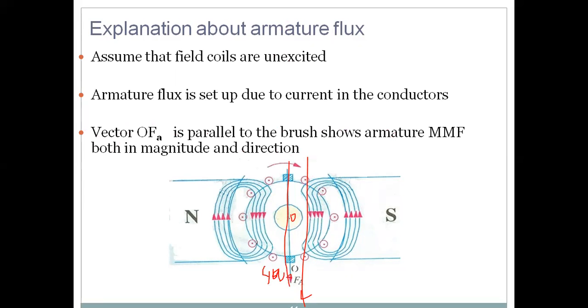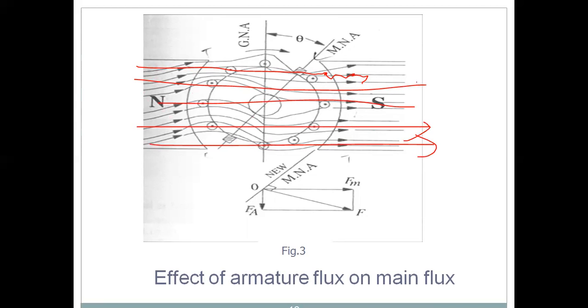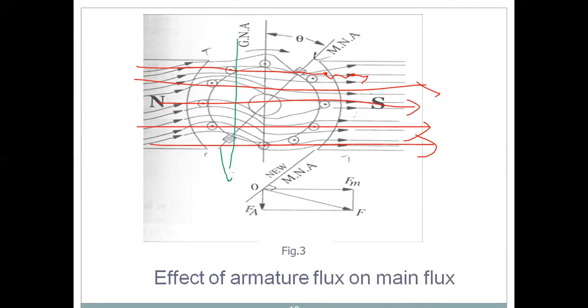Okay, vector OFA is parallel to the brush axis. Now both fluxes are taking place in this figure. You can see because of this north pole, flux lines are like this, and I will change the color. And this is because of the armature flux.